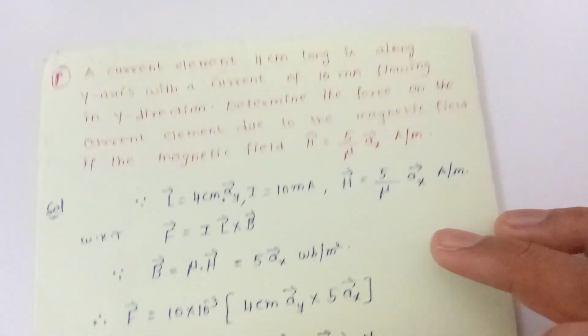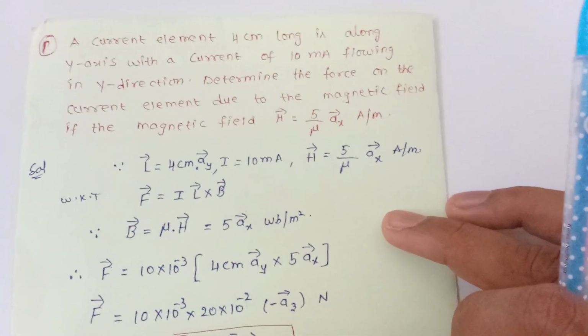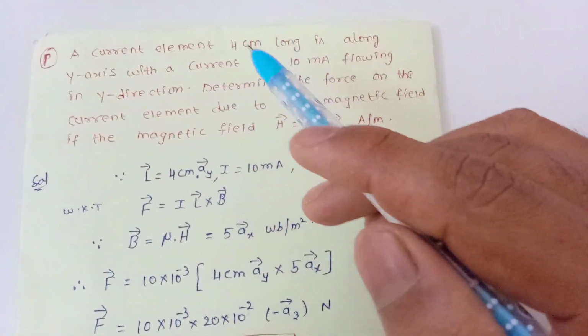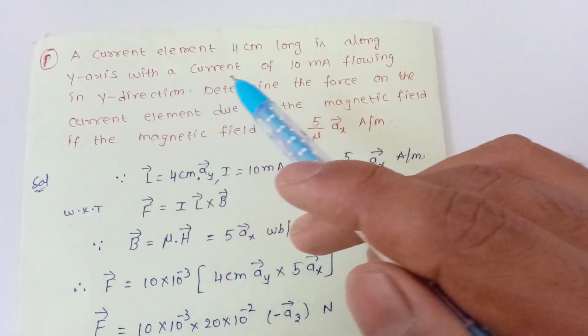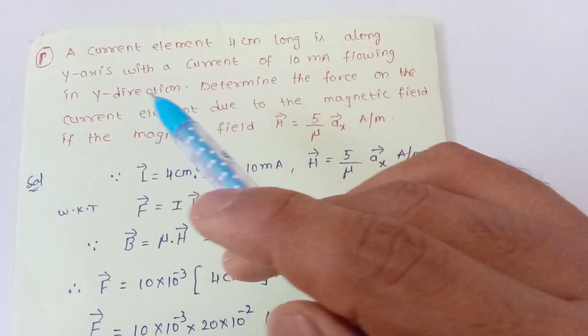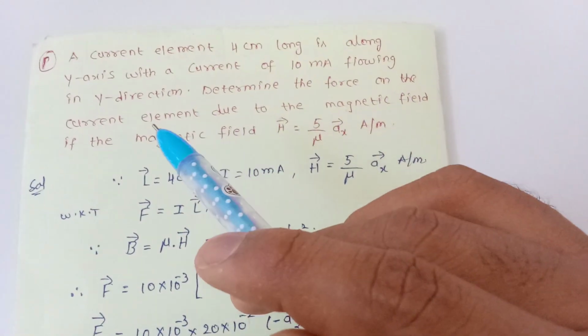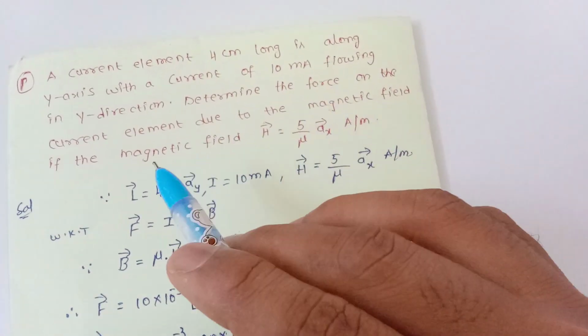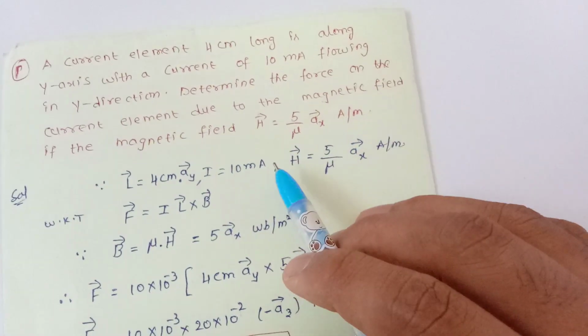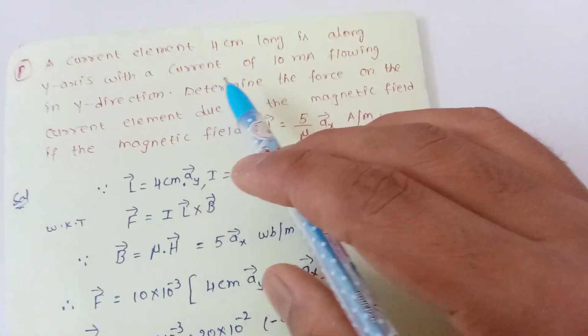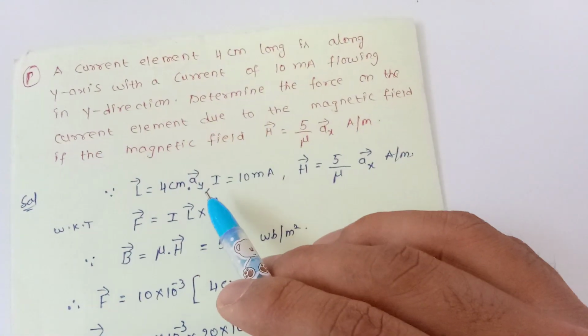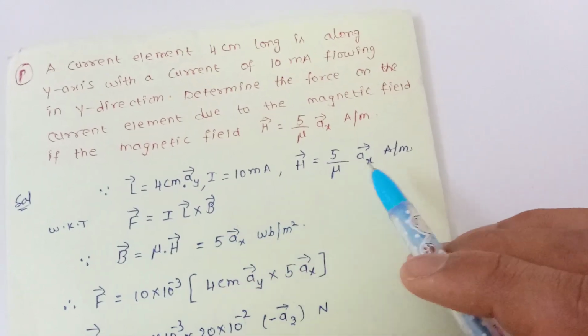Now observe these two problems, guys. Very easy problems. Is it clear? A current element 4 centimeters long, they have given the total length along the y axis, with a current of 10 milliampere flowing in the y direction. We have to determine the force on the current element due to the magnetic field, if the magnetic field is given. They have given the total length 4 centimeters along what direction? Y direction. Then the current they have given, then H is along the x direction.